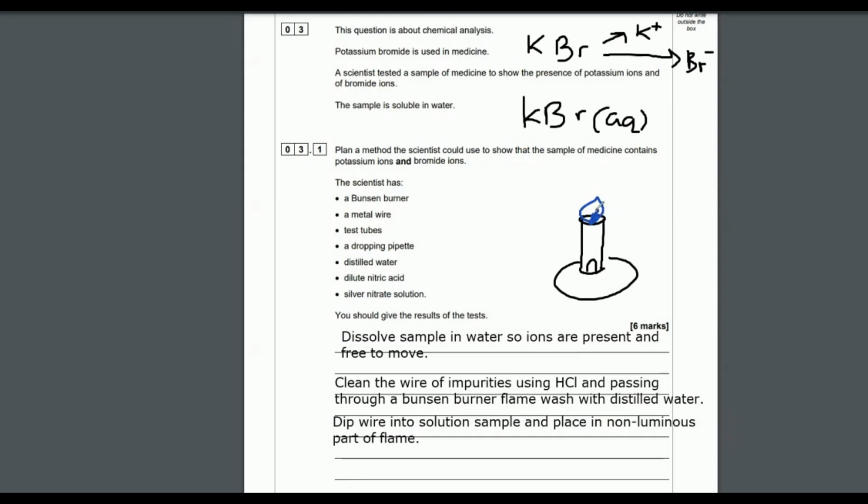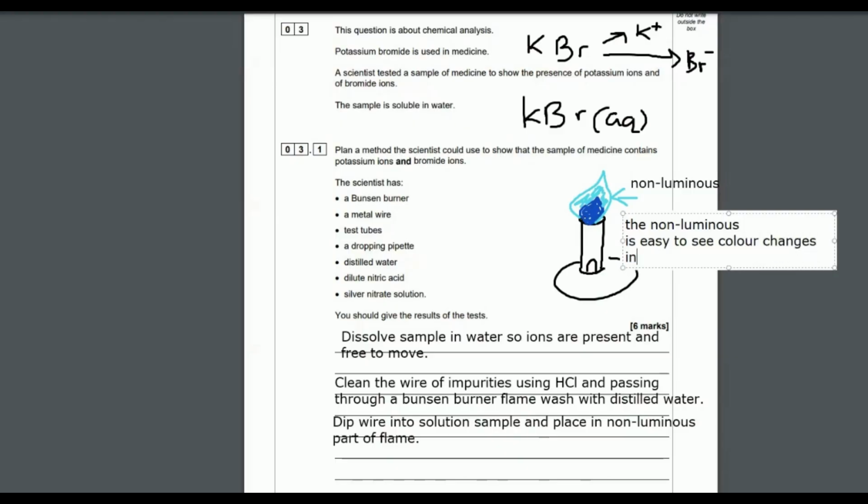Now, the dark blue part you don't want to use because that can confuse your test, because copper ions and other things give off a blue flame, so that'll mess your test up. But there's a light blue part around the outside of the blue flame. We call this the non-luminous part, and it's there that you want to put your metal wire, which is coated in your potassium bromide solution. The non-luminous part will enable you to see any color changes, i.e. an orange flame, a green flame, a blue flame. It won't be masked by the luminous part, which is that bright orange blue bit right at the bottom of the flame. You don't want to use the luminous part because that will mask any color changes for your flame. This is going to get you 3 marks.